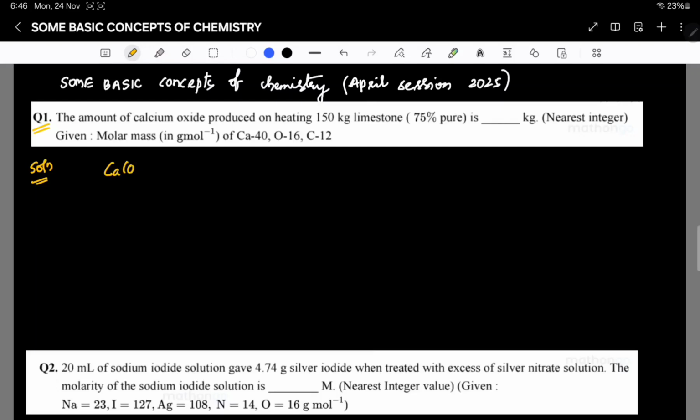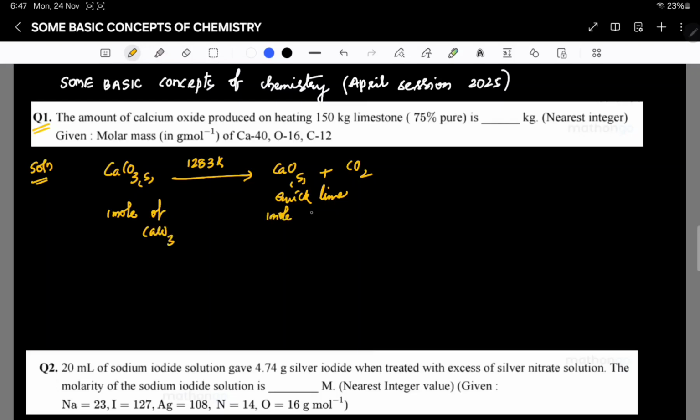Calcium carbonate solid, on heating around 1283 Kelvin temperature, will produce calcium oxide. Usually, student, 1 mole of CaCO3 gives 1 mole of CaO. That means 100 gram CaCO3 gives 56 grams of CaO.